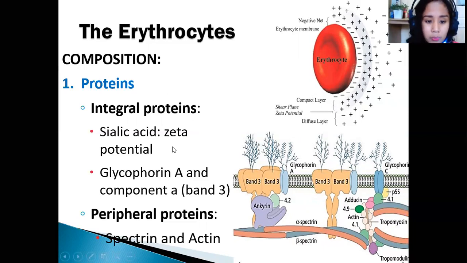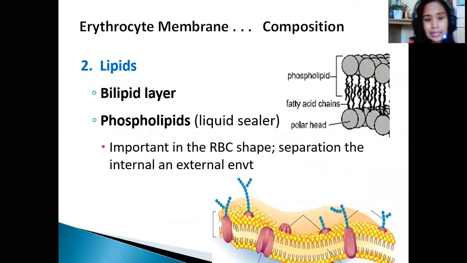So we have integral proteins. Ito may mga glycophorin A and component A. Yan. So paano sabi mo yung glycophorin carbohydrate? So glyco is the carbohydrate component. Yung mga glycophorins. Peripheral proteins, so they are actually on the periphery. So we have spectrin and actin.